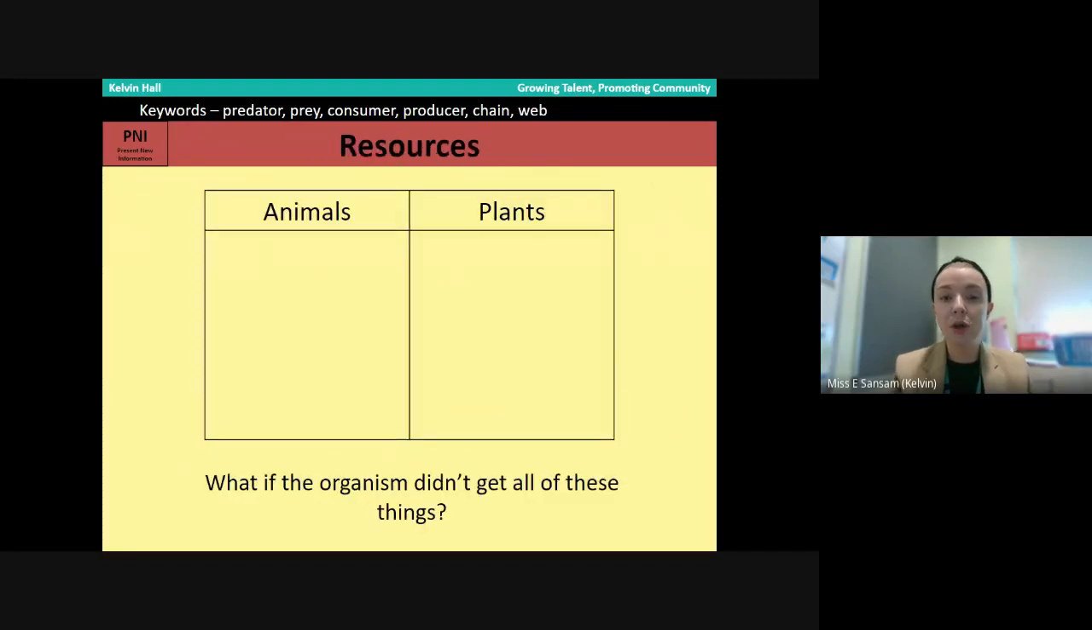So you can put 2 columns on your piece of lined paper, one for animals, one for plants. And I'll just give you 1 minute. Again, your teacher can pause the video, have a think about the different resources that they need. And there is a question down there at the bottom. What do you think would happen if they didn't get all of those things?